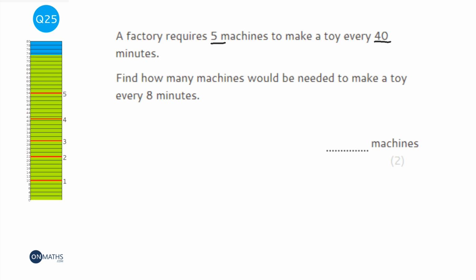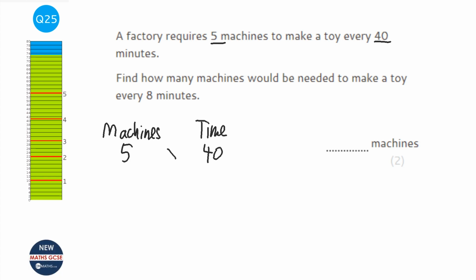And a question like this that doesn't make sense, if one increases, the other increases, is an inverse proportion question. Now there's an advanced way of doing it where you work out the formula. I'm going to show you a slightly different way that's maybe easier for some people. So if you think about the machines, which is one variable, and the time, which is the other, and we've got 5 machines and it takes 40 minutes, then if we times those together, we get something which I'm going to name machine time.